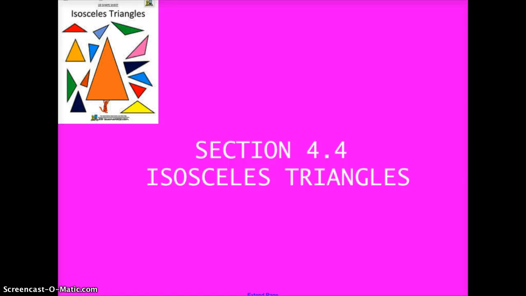Section 4.4 Isosceles triangles. Before we can start with isosceles triangles, we need to know the vocabulary that goes along with those triangles.